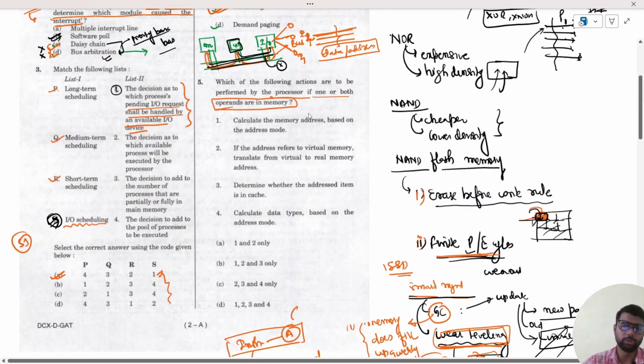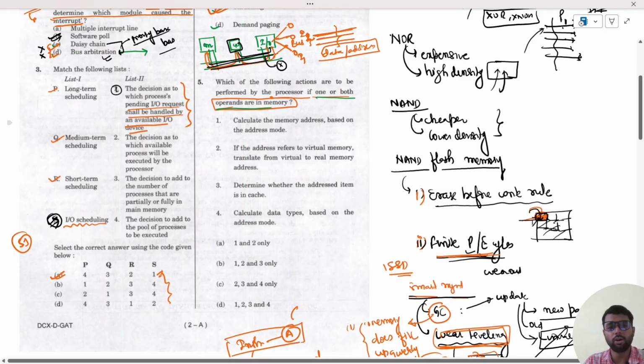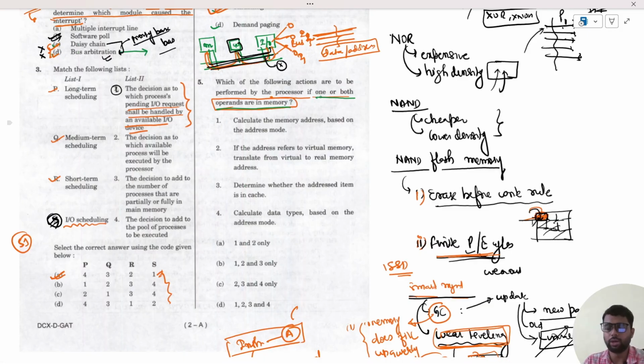So now let us come to the question. It says: performed by the processor if one or both of the operands are in memory. If they are in memory, that means it can be direct addressing or indirect addressing. It is not immediate addressing, because in immediate addressing the direct value is given.